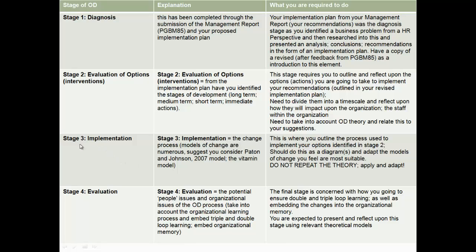This leads you to stage 3, implementation. This is where you outline the process used to implement your options, identified in stage 2. You should do this as a diagram or diagrams. Adapt the models of change you feel are most suitable, whether that is Patton Johnson, Whitman, Weisborg, or a combination or synthesis of these. That's up to you. You can use other models as well, which you feel are appropriate. Do not repeat the theory. We already know the theory. What you need to do is apply and adapt.